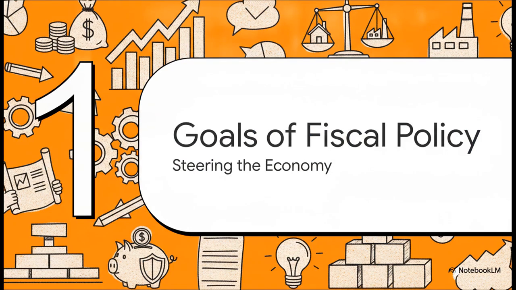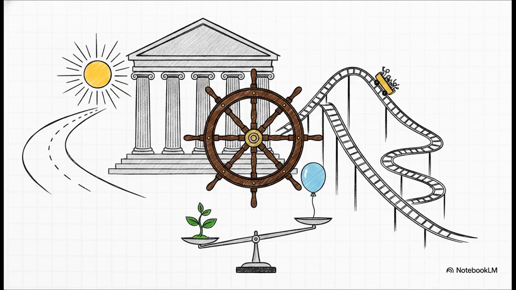Section 1. Goals of fiscal policy. Steering the economy. Ultimately, what is the government trying to achieve before they start pulling levers? Well, they want to create an environment with stable, positive economic growth alongside stable, low inflation. They're trying to steer aggregate output and demand through active spending and taxation. And, when necessary, they use these tools to redistribute income and wealth among the population.